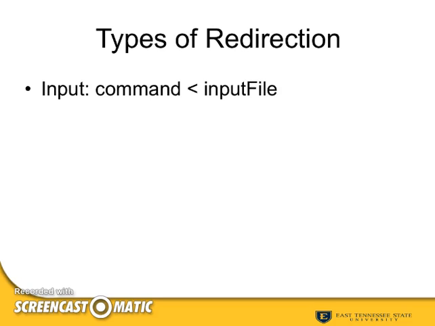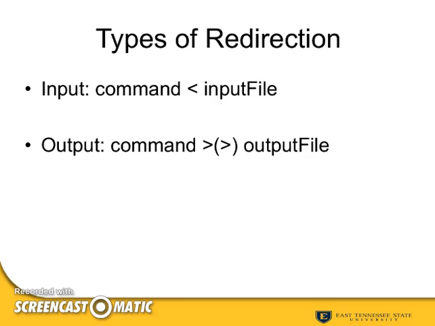Input redirection tells Linux that input is coming from a file instead of from the keyboard, and we use the less than sign in front of the file name to let Linux know this is happening. Output redirection tells Linux to write the output to a file instead of displaying it on the screen, and we use the greater than sign in front of the file name to let Linux know this is happening.